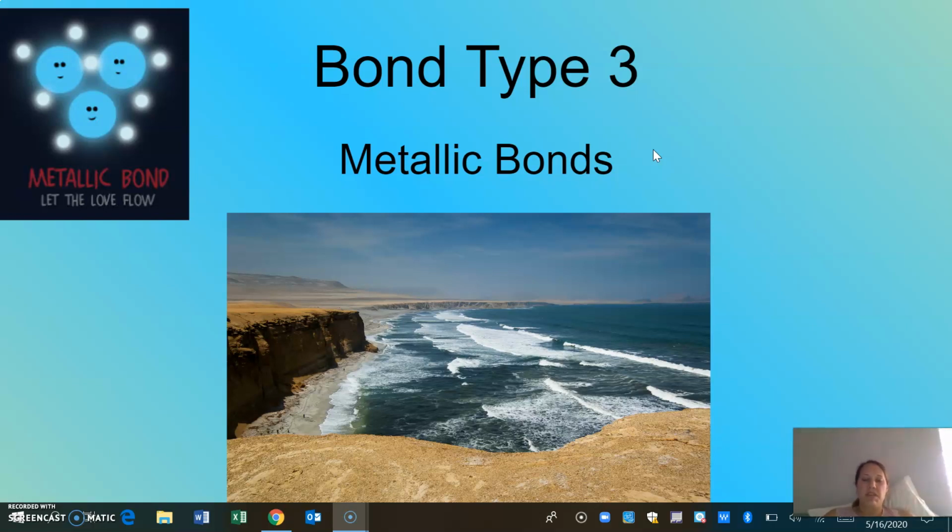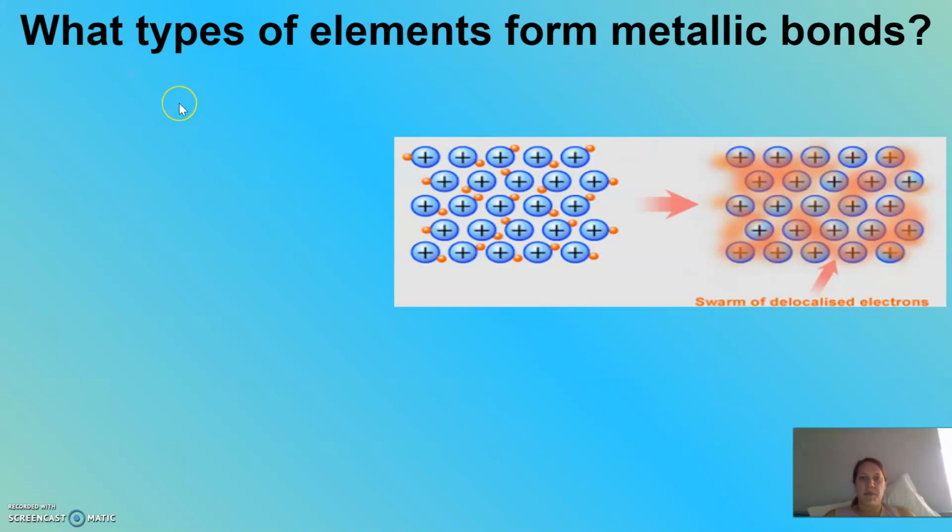So today we're going to talk about metallic bonds, and we'll come back to this picture of the ocean in a little bit, but just keep that in the back of your head as we work through this. Okay. So what types of elements form metallic bonds? This should be pretty self-explanatory. The answer is metals, right? So metals will form metallic bonds.